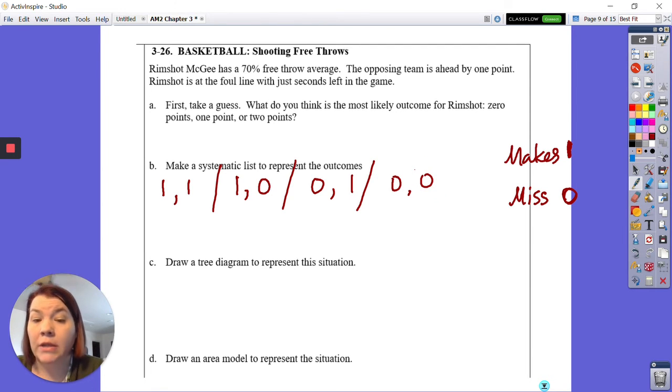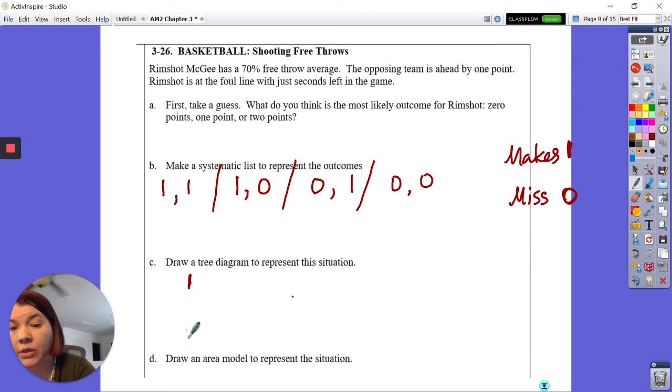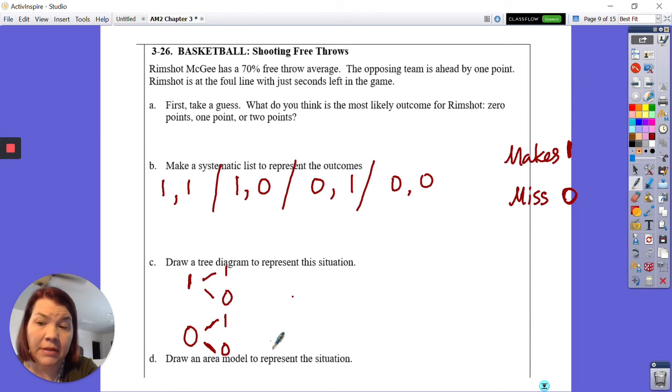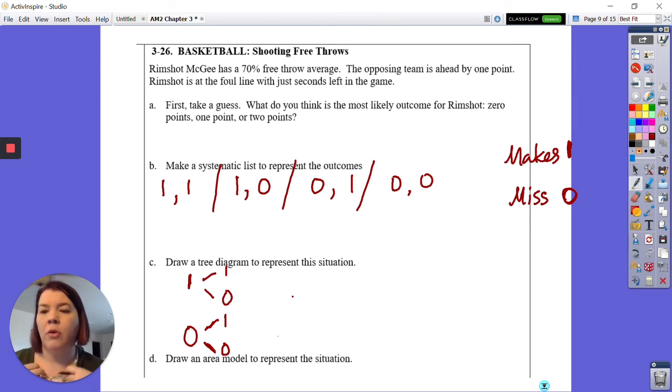Okay? Draw a tree diagram to represent this. So he has, again, two choices to start. He makes or he misses. If he makes, he can either make or miss. If he misses, he can either make or miss. What happens the first time does not affect what happens the second time. Sometimes a little bit it does, but nerves and, oh no, I've missed it now, what's going to happen? Oh no, we're going to have to go to overtime, and then there's all this pressure, and it changes how we do things.